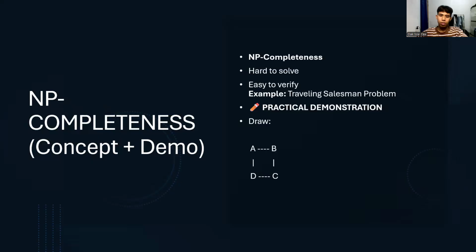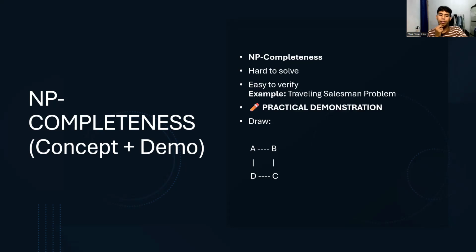Okay, then we'll move to the final one. Finally, I will explain NP completeness, which is one of the most challenging topics in computer science. These kinds of problems are very difficult to solve, but easy to verify once a solution is given.